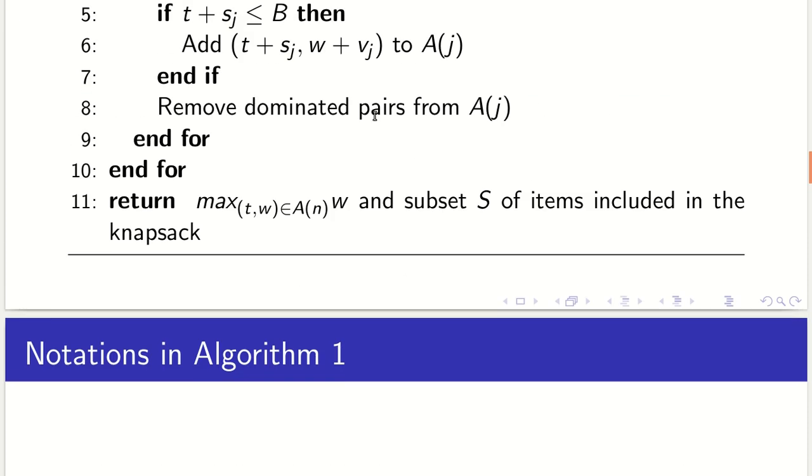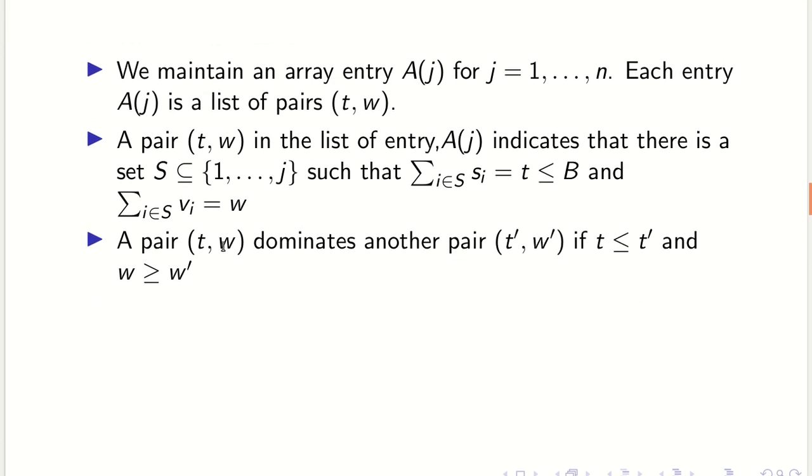Now let me define this particular statement number 8. We say a pair (t, w) dominates another pair (t', w') if t is less than t' and w is greater than or equal to w'. So it's basically like you have a selection of items where you are occupying less space and you are getting more value than this particular selection. So it's sort of illogical to consider this pair when you have something better. So that's why we remove.